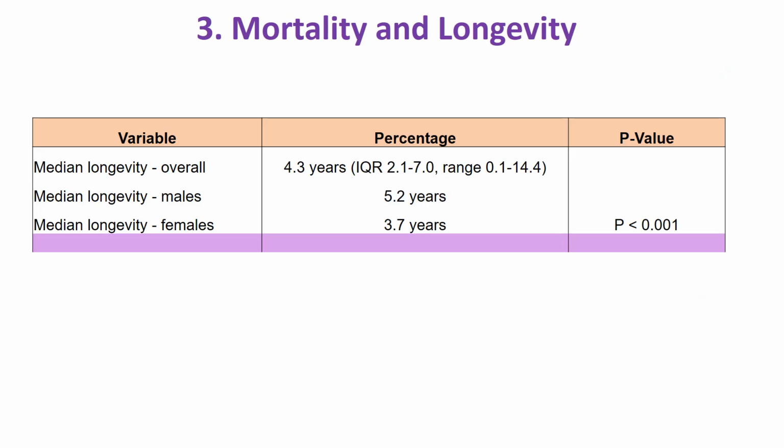And then finally, mortality and longevity. How long did these rabbits live? Well, the median longevity or average lifespan was 4.3 years, and the males outlived the females by 1.5 years. So perhaps this answers why there are more males than females in the overall population. And it also begs the question, why? What is it about females that causes them to die earlier?